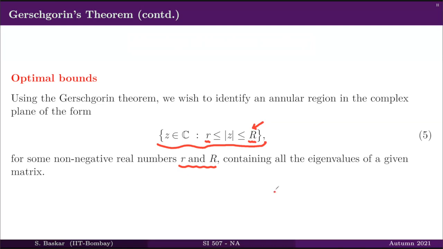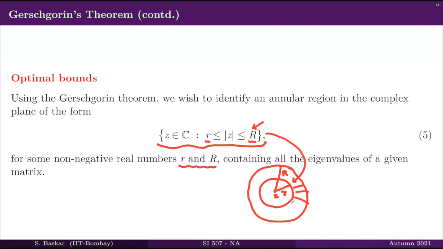How does it look? So you have a circle with, say, center at z and radius small r, and you have another circle with the same center z and radius capital R. Then this set is nothing but the annular region, right? So it is quite interesting to see how to construct such an annular region from the Gerschgorin theorem that contains all our eigenvalues.